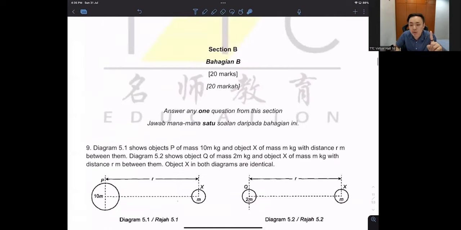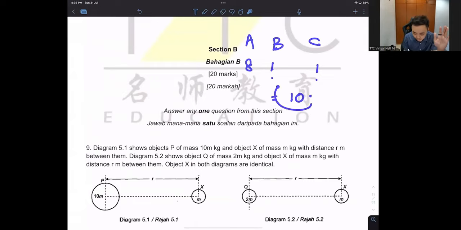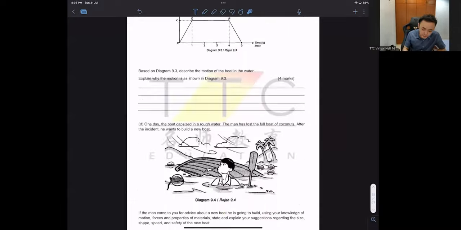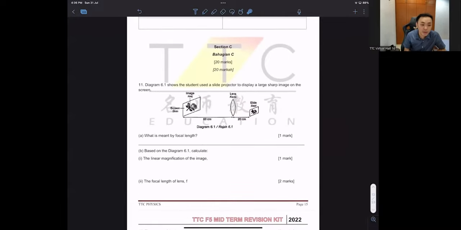As long as you follow one simple rule, okay? Make sure of one thing only: for every section, B and C, you must do at least one question. Because in Section A you have 8 questions, B has 1, C has 1, so altogether you need to do 10 questions for sure. If they let you choose, you want to do question 9 or question 10, your choice. But of course, when doing revision, you do all of them. And if they don't let you choose, for example Section C has no choosing, only one question, you must do it. That's the main point. You get it?